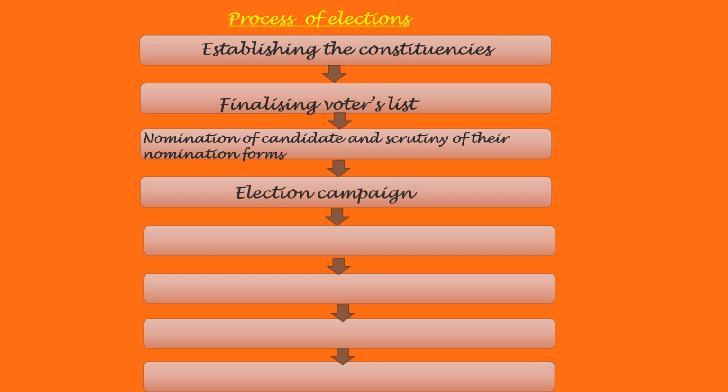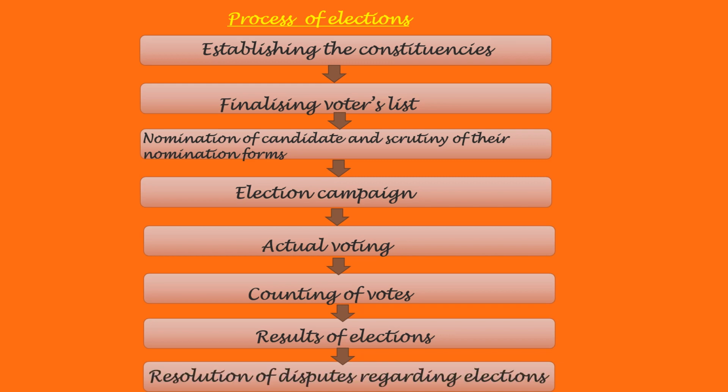Say a month before the election or so, candidates along with their supporters campaign for election as per the code of conduct. Actual voting is done phase-wise. After the voting, the counting of votes takes place. Post that, results are declared. If any dispute arises with regards to the election, then the Election Commission looks into the matter and takes action.